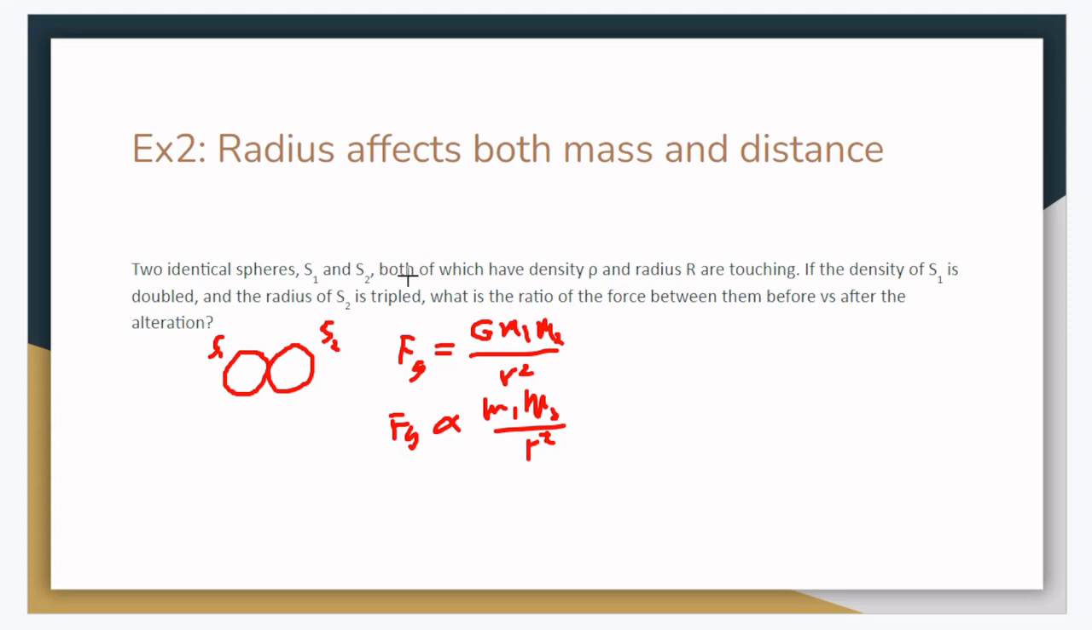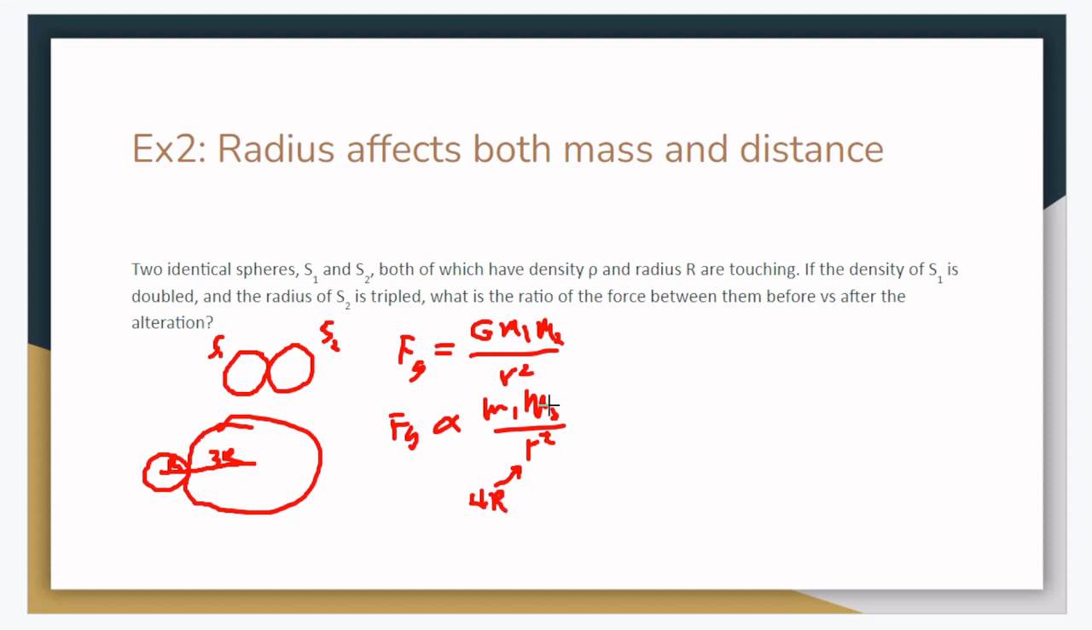The radius of S1 stays the same, but the radius of S2 is tripled, like this. Since this r right here is the distance between the centers of mass of these two, we can just find this distance right here. This is 3r, because we tripled it, and then this right here is just r. And so the distance is actually just 4r.